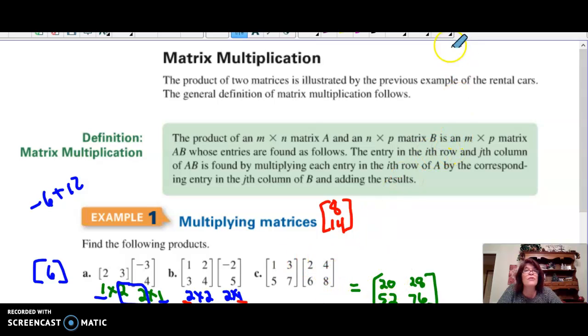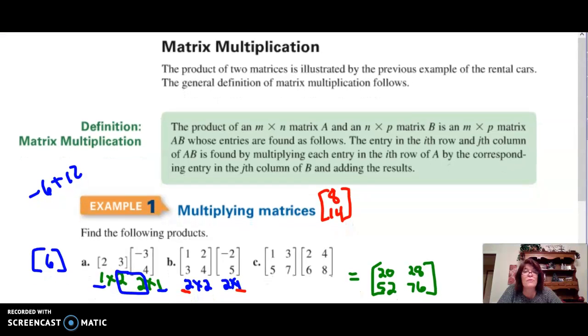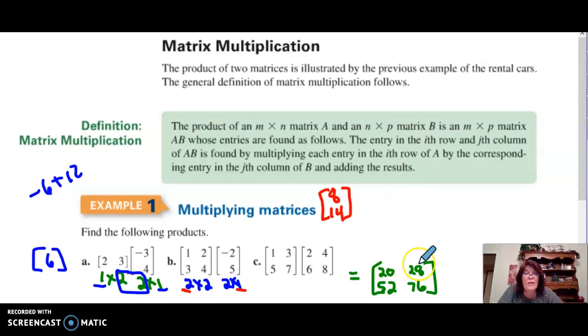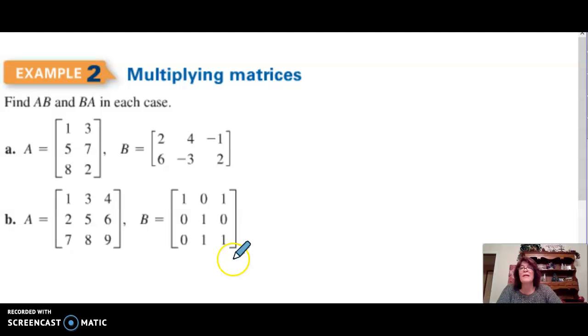And then this 2 by 2, I did a 2 by 2 times a 2 by 2. You end up getting a 2 by 2. And you should have gotten 20, 28, 52, 76. Okay? So hopefully you're okay multiplying matrices and understand a little bit where it came from.